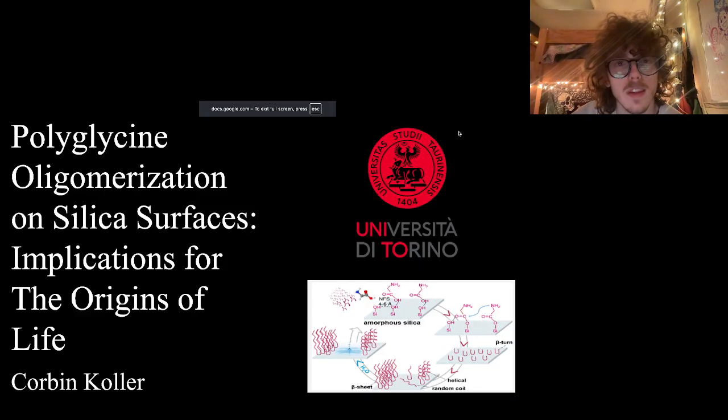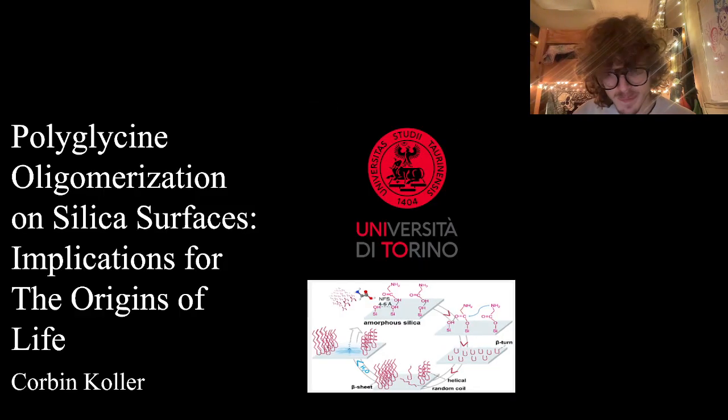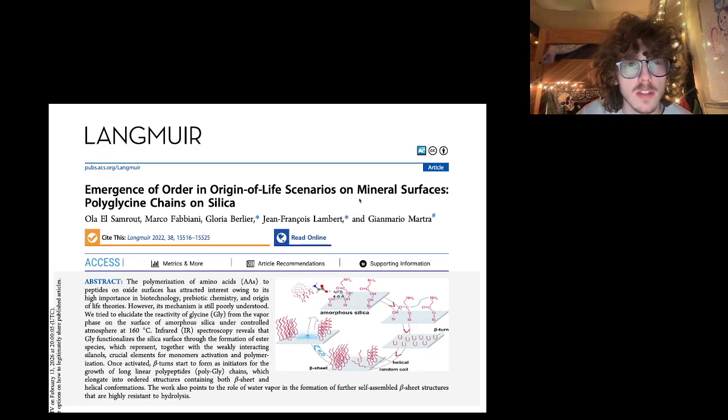Hi everyone. In this lecture, we're looking at this pretty beautiful paper. Its title isn't polyglycine oligomerization on silica surfaces, but that's what it's talking about. Basically, how can glycine come together to form peptides under prebiotic conditions on silica surfaces? So, the official title of the paper is Emergence of Order and Origin of Life Scenarios on Mineral Surfaces, specifically looking at polyglycine chains on silica.